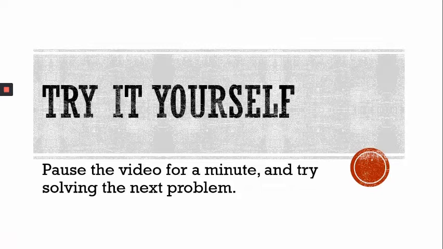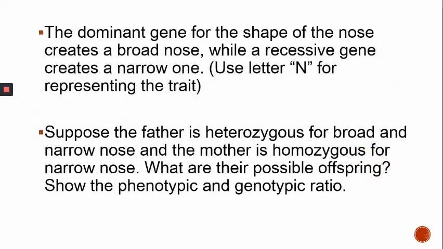Let's try it yourself. Pause the video for a minute and try solving the next problem. The dominant gene for the shape of the nose creates a broad nose, while a recessive gene creates a narrow one. Use letter N for representing the trait. Suppose the father is heterozygous for broad and narrow nose, and the mother is homozygous for narrow nose. What are their possible offspring? Show the phenotypic and genotypic ratio.